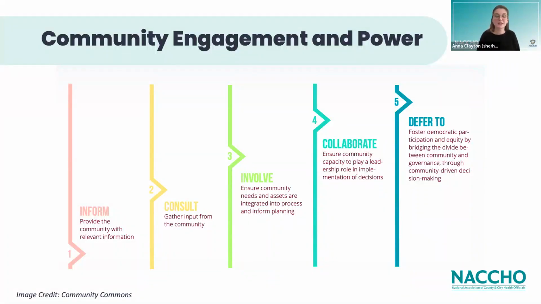So shown here is the spectrum of community engagement to ownership. This is from Community Commons, developed by Rosa Gonzalez from Facilitating Power. And it describes the difference between simply informing the community of what is happening within a process like MAPP to having that process be led by community members and having local organizations defer to the direction of community members. This is referenced throughout MAPP as a tool to evaluate how you have engaged community members in the past and to set goals for having the process be more community-led.